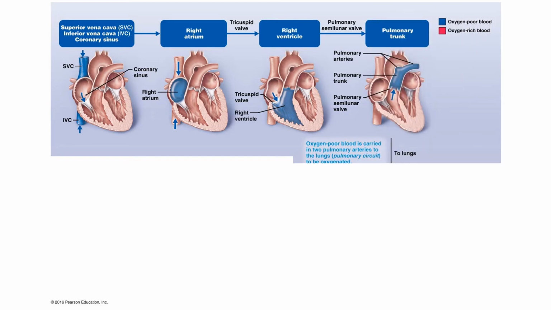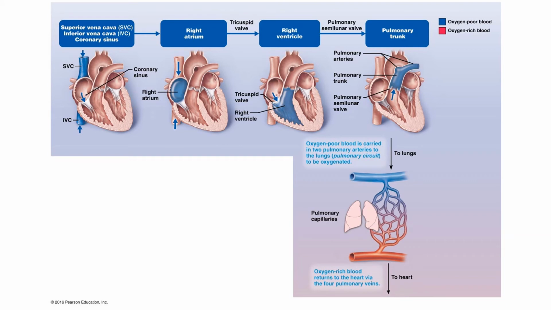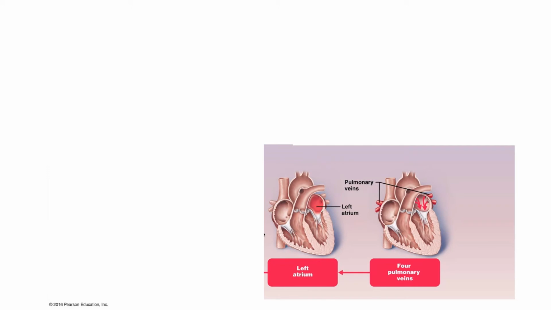From the pulmonary trunk, blood gets split out through the pulmonary arteries into the lungs, where we drop off carbon dioxide and pick up a fresh load of oxygen. After that blood has been freshly oxygenated, it returns to the heart through what are called the pulmonary veins. The four pulmonary veins all dump freshly oxygenated blood into the left atrium.